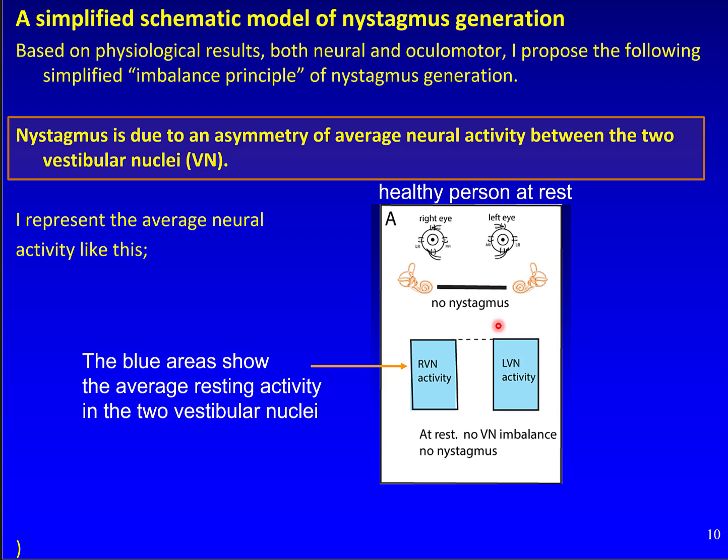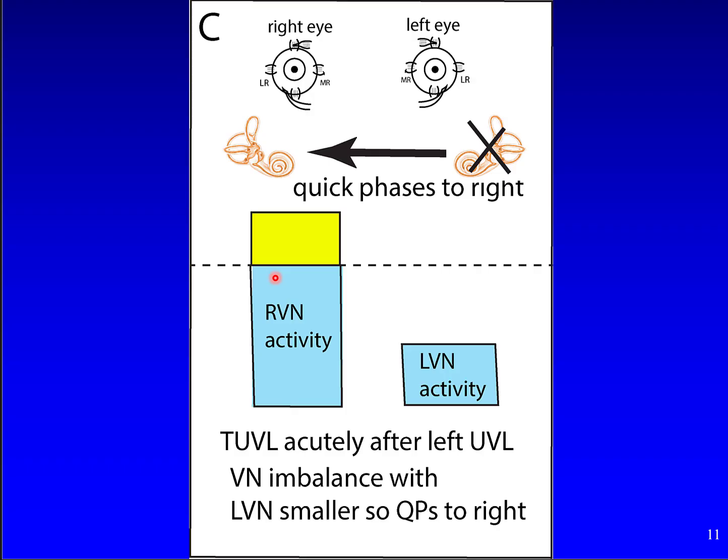How can I actually relate that to nystagmus generation? Well, nystagmus is due to an asymmetry of average neural activity between the two nuclei. We showed that many years ago, and that's a basic clinical principle. So I represent the two vestibular nuclei like this. They've got about equal activity, and you've got no nystagmus at rest.